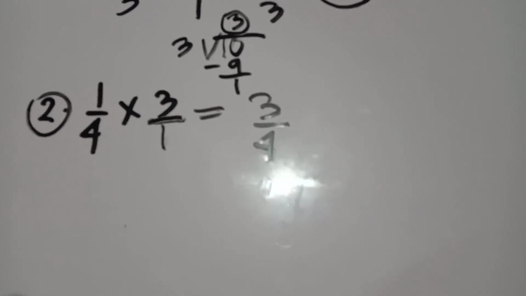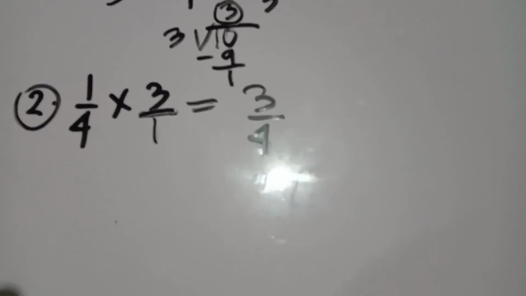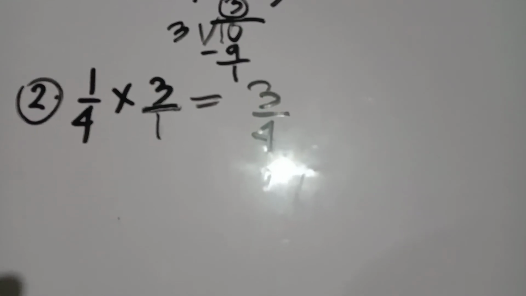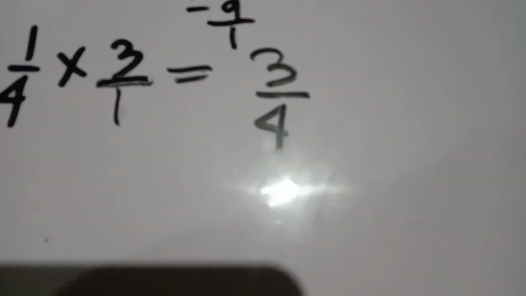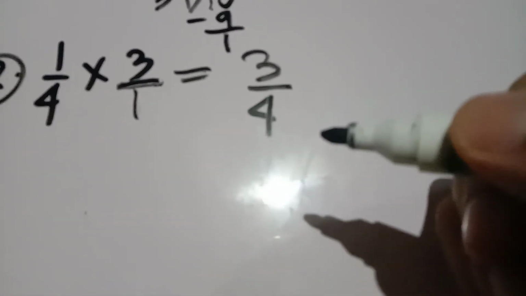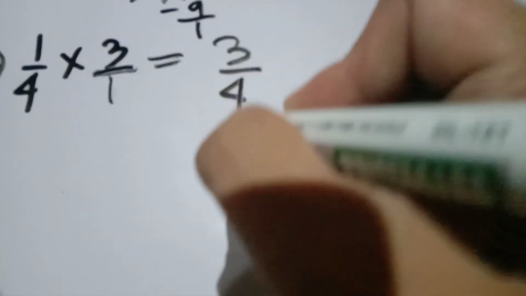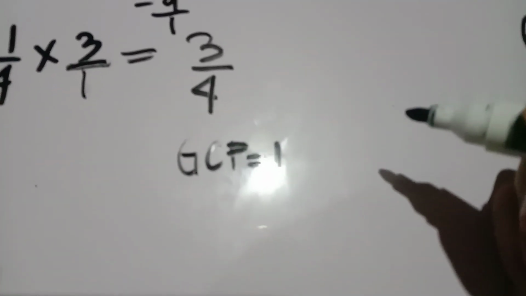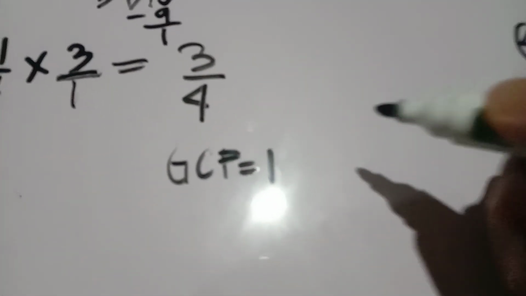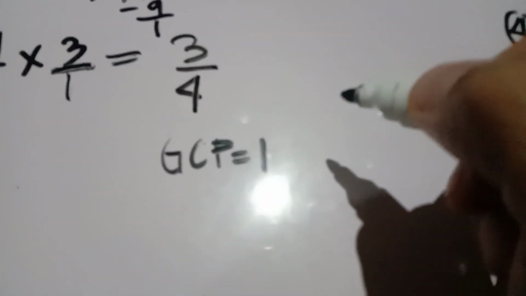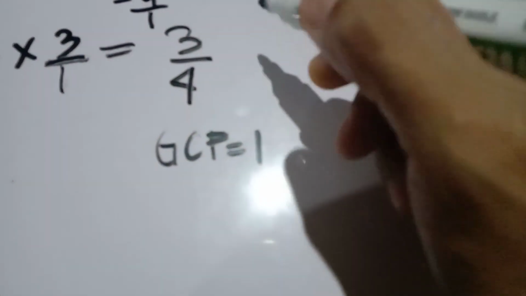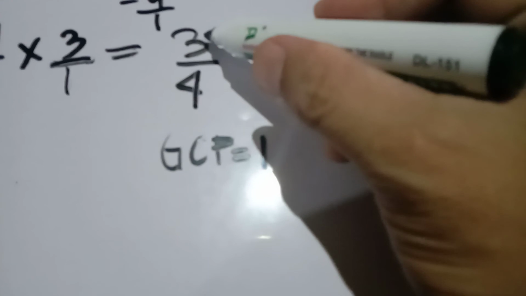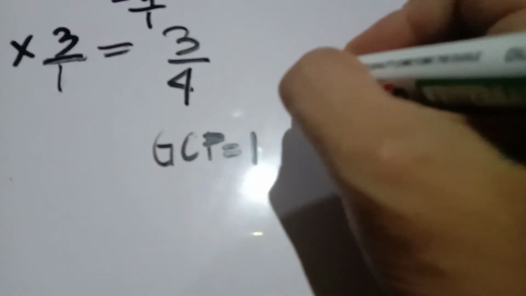Okay, double check. Let's try to check if our answer is in lowest term. 3/4. Okay, 3/4 is in lowest term. Why? Simply because the GCF is 1. Again, paano nakuha yung GCF? Paano nga kukunin, hahanapin yung GCF? Okay, simply list down the factors of the numerator. So, the numerator is 3.